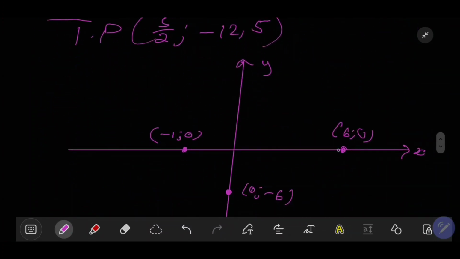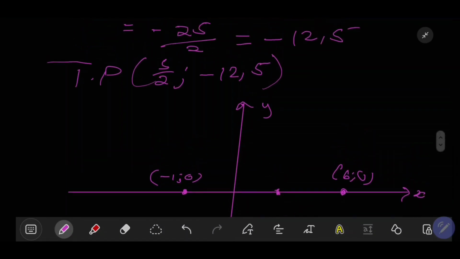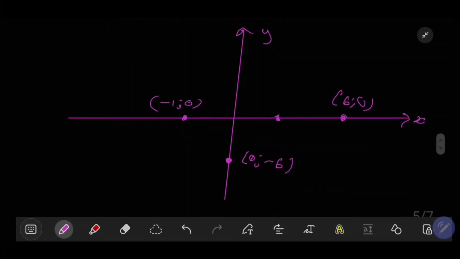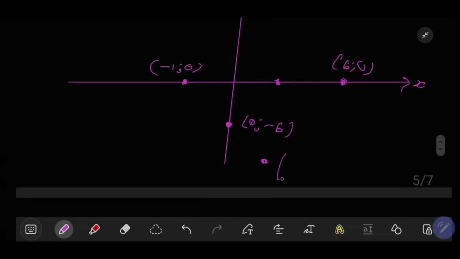So 2,5 is a point somewhere around here, and then our turning point was (2,5; -12,5), and then it can be a point around here. So this is your turning point here, which is (5/2; -12,5). Then now we can try to join this with a freehand sketch.